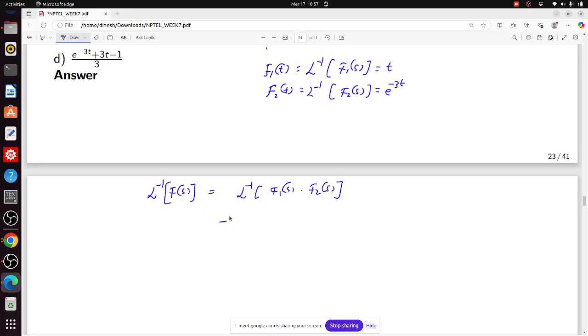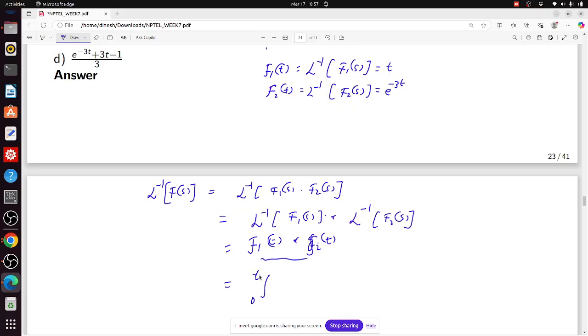is equal to the inverse Laplace transform of F1(s) convolved with F2(s), which is equal to f1(t) convolved with f2(t). So this is the convolution, and we define this convolution as the integration from 0 to t of f1(tau) f2(t minus tau) d tau.